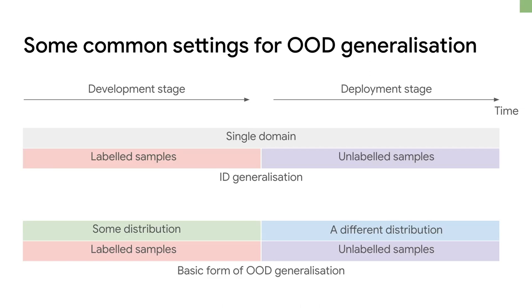So we have two stages, development stage and deployment stage, and different scenarios. The first setting is ID generalization, where you have the same distribution between development and deployment. But obviously the samples for the first stage are labeled and the second stage are unlabeled. Obviously, right? If these are labeled, then why do you do machine learning? OOD generalization in general consists of some distribution for the development but a different distribution at deployment time.